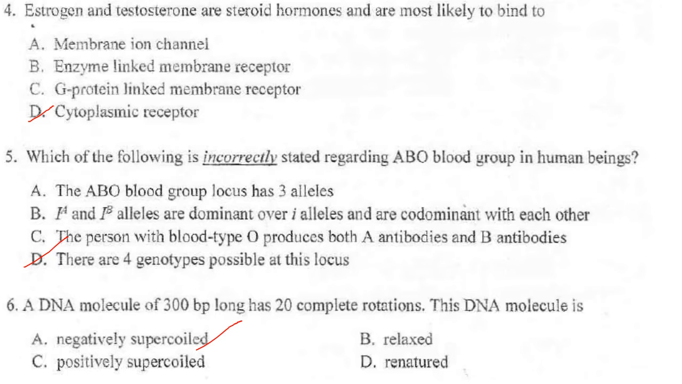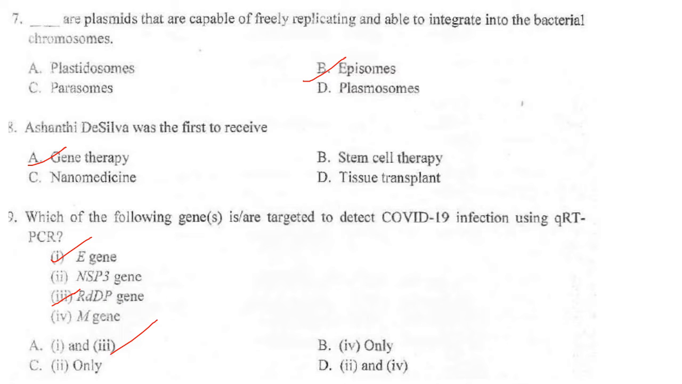Then a DNA molecule of 300 base pairs long has 20 complete rotations. This molecule is negatively supercoiled. Answer is option A. Then next one. Dash are plasmids that are capable of freely replicating and able to integrate into the bacterial chromosome. They are episomes. Answer is option B. Ashanti De Silva was the first to receive gene therapy. Answer is option A.